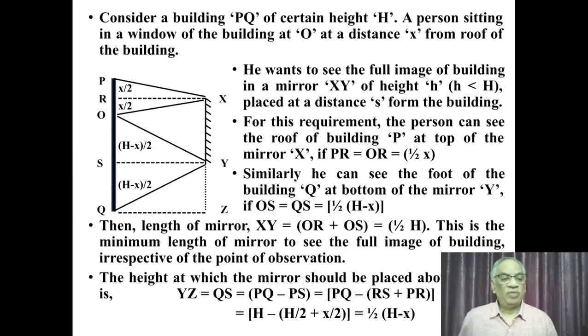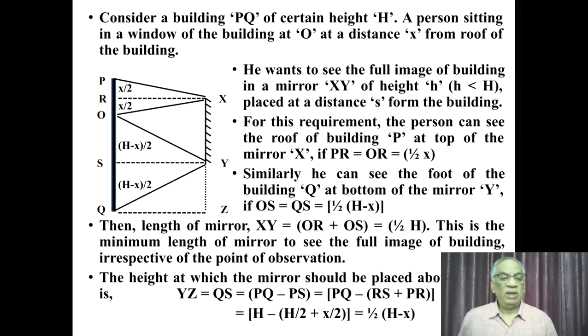He has to move a further distance and place the mirror at a certain height above the ground, because he is standing at point O, which is slightly higher from the ground, the foot of the building. So he has to adjust the mirror at a certain distance from the building and raise its height so that he can see the full image of the building, that is PQ. So we want to find out at how much height the mirror should be placed in front of the building so that he can see the full view of the building.